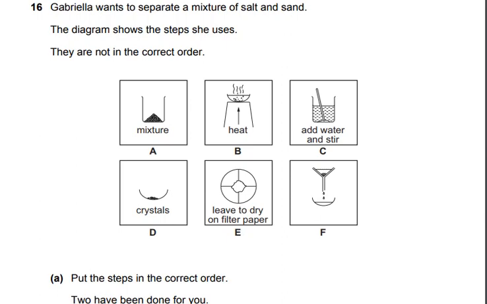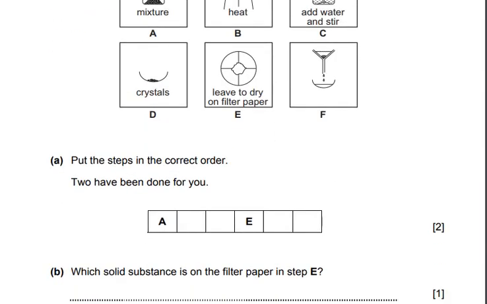Question 16. Gabriela wants to separate a mixture of salt and sand. The diagram shows the steps she uses. They are not in the correct order. So we have 6 steps here, and they are not in order actually. We need to put them in the correct order. Question A. Put the steps in the correct order. 2 have been done for you. So now 4 of them are left. We need to put them in the correct order.